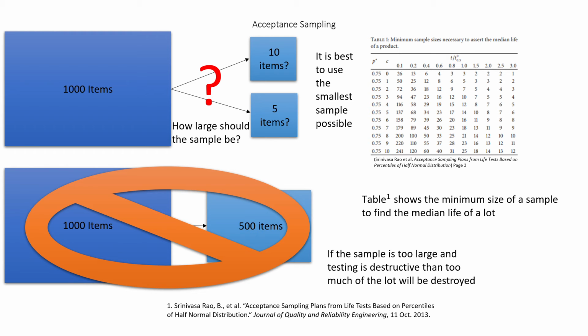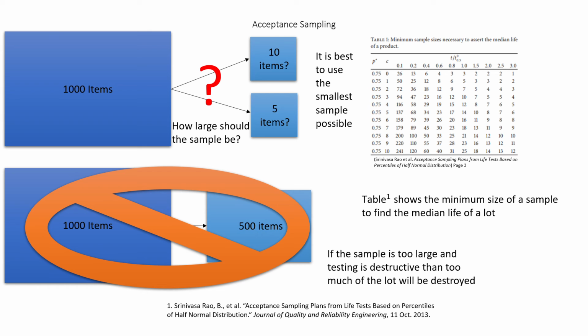There are also problems with having very small sample sizes, because a sample may not represent the whole lot. Engineers have performed studies to determine the minimum sample size required to be statistically significant. One such study is from Srinivasa Rao et al., which describes acceptance sampling plans for determining the average life of a product in a lot.